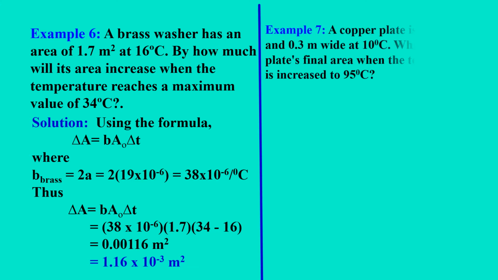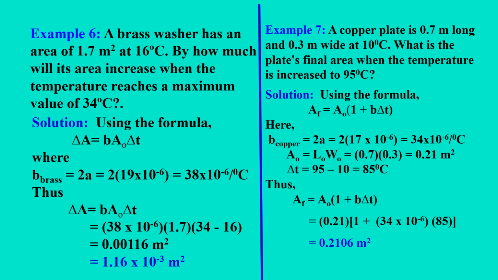Example number 7. A copper plate is 0.7 meter long and 0.7 meter wide at 10 degrees Celsius. What is the plate's final area when the temperature is increased to 95 degrees Celsius? Using the formula A final equals A naught times quantity 1 plus B delta T. Here, the B of copper is 2 times A of copper, which is 2 times 17 times 10 to the minus 6, or 34 times 10 to the minus 6 per degree Celsius.